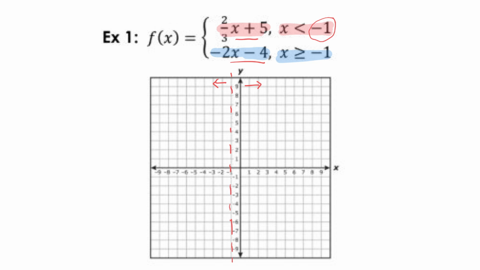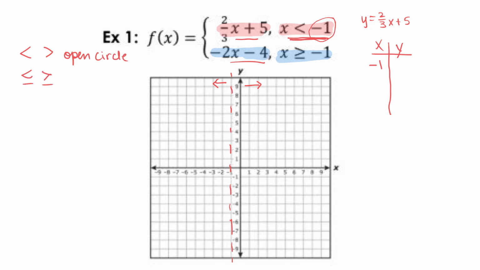We're going to start with y equals 2/3 x plus 5. When I make my table for this line, I only want to choose x values that are less than -1. Now, I am going to use -1, but when I graph that, that's going to be an open circle, because anytime you have a less than or a greater than, you're going to graph that with an open circle. If you have a less than or equal to or a greater than or equal to, you're going to graph that with a closed circle.